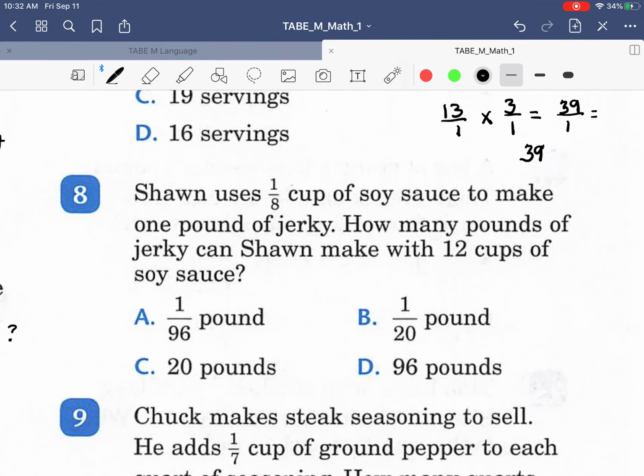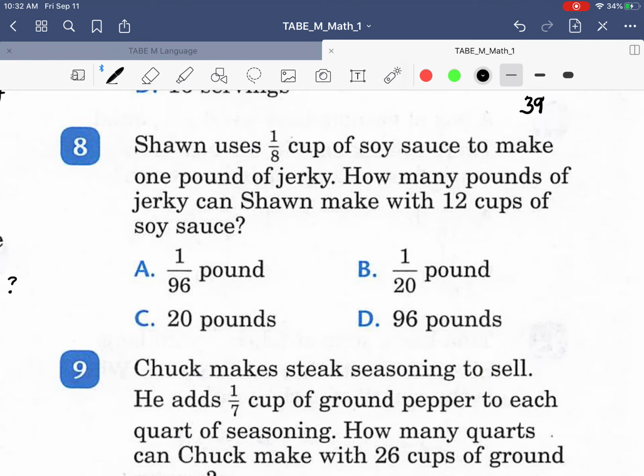Number 8. Sean uses 1/8 of a cup of soy sauce to make 1 pound of jerky. How many pounds of jerky can Sean make with 12 cups of soy sauce? So again, I take the total cups, divide that down into 1 serving, so we have 12 cups broken down into 1/8 cup servings.